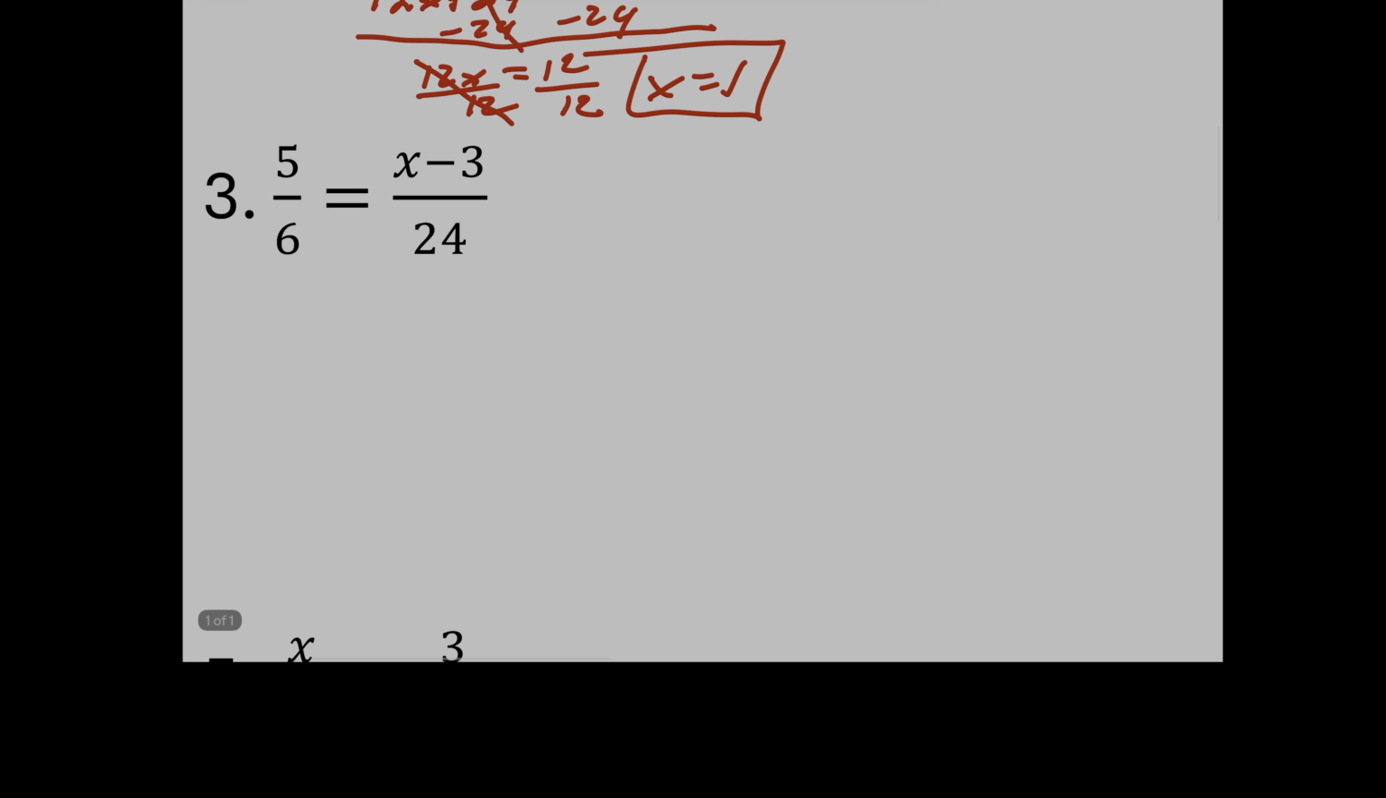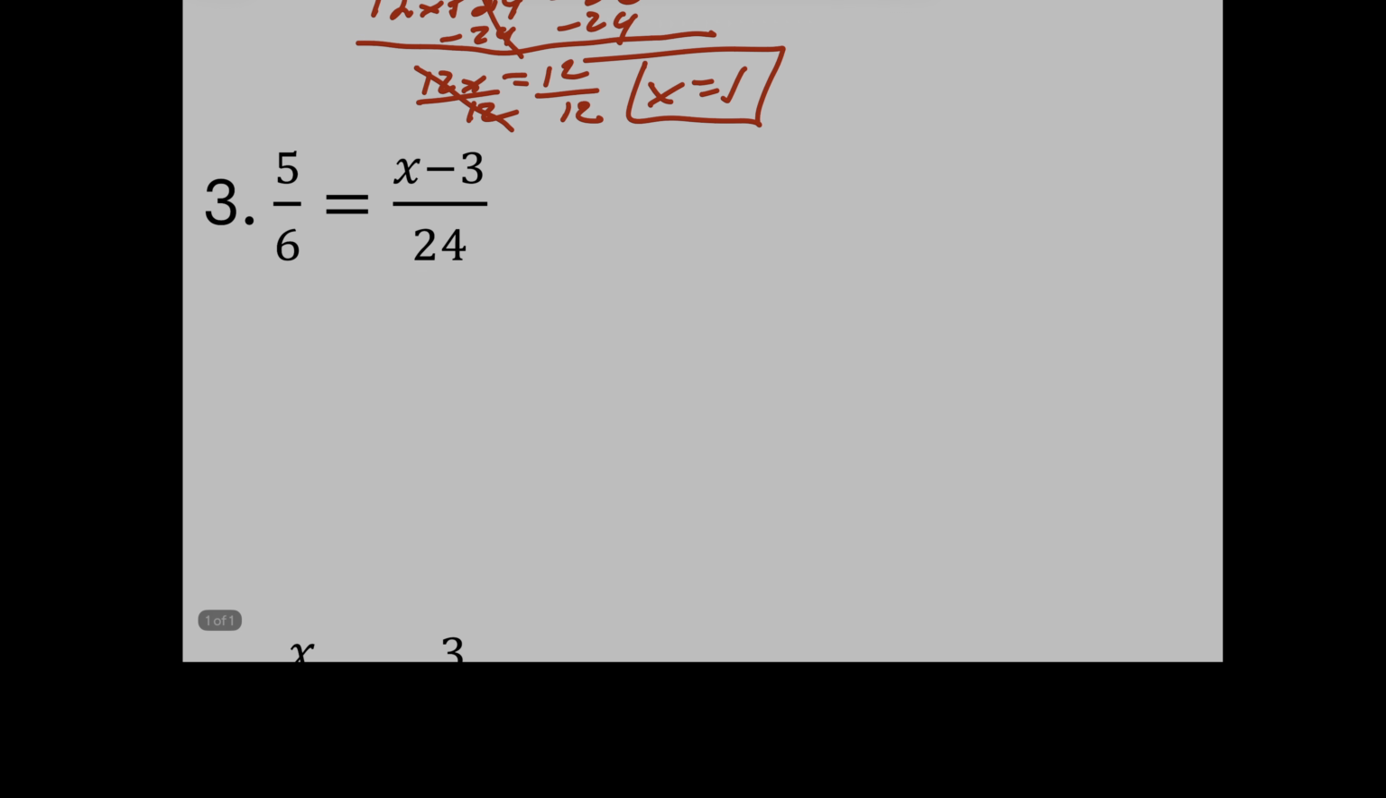All right, let's go down to number 3. We're going to go ahead and cross multiply here. Boom, boom. Now remember, treat that like a parenthesis. 6 parenthesis x minus 3 equals whatever 5 times 24 is. Well, 5 goes into 5 times 4 is 20. Bring over the 2, 10, 12.